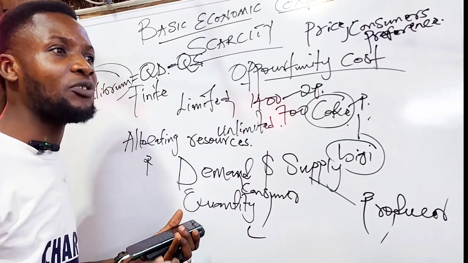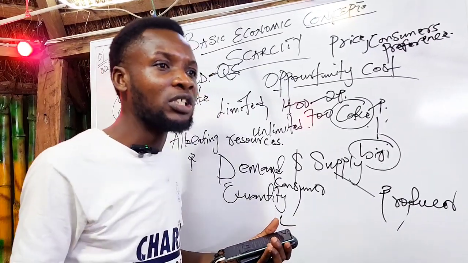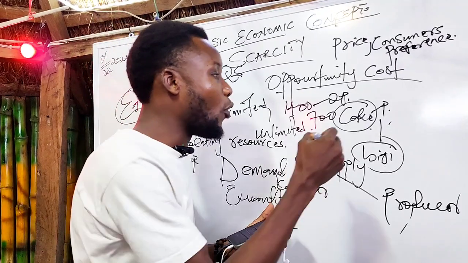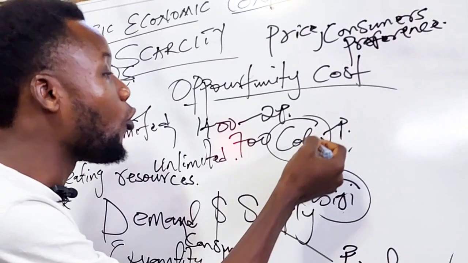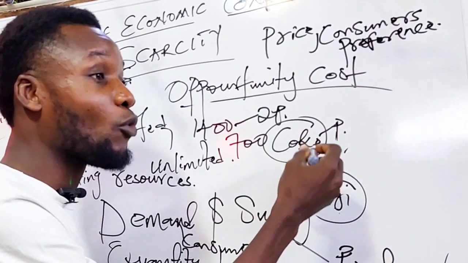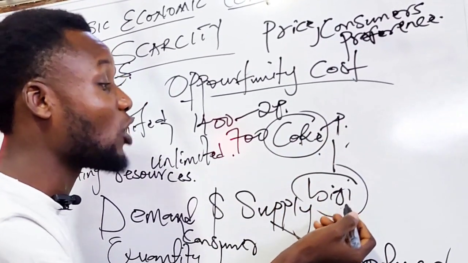If in a territory or an environment the demand for Coke is higher than Biggie, it means the supplier and producer of Coke will make more sales in that place than the producer of Biggie.